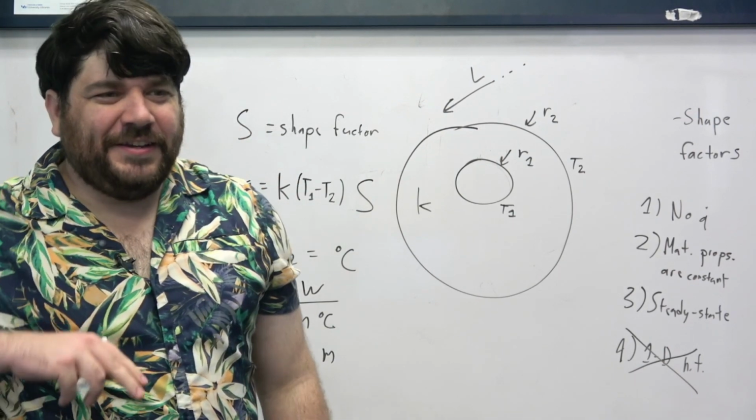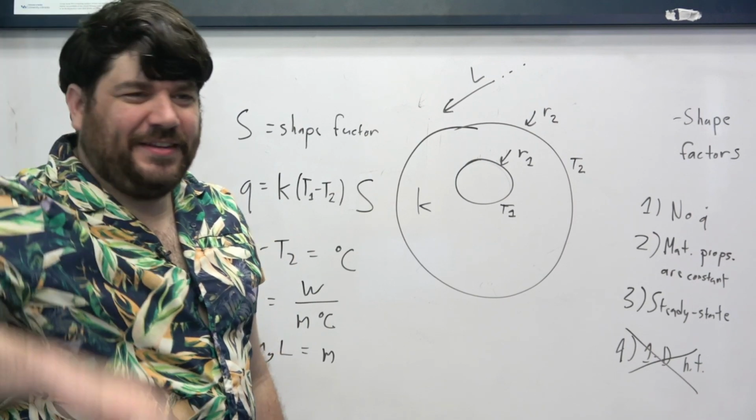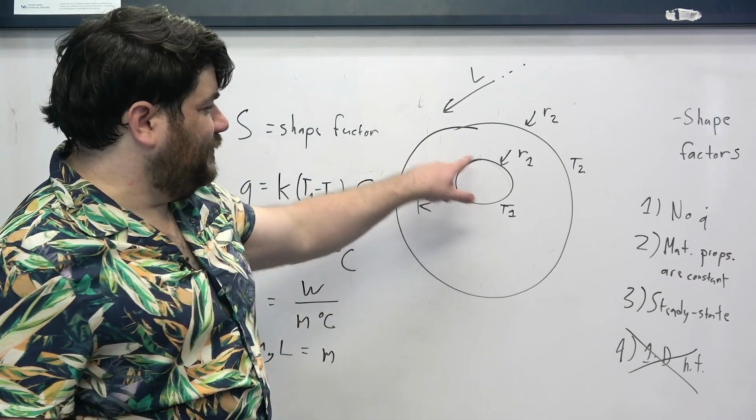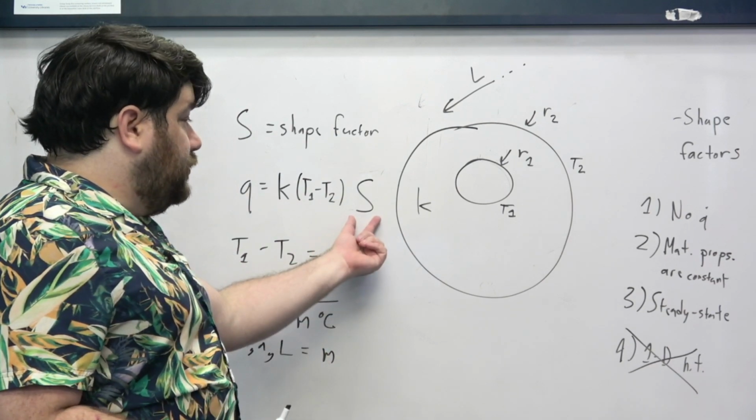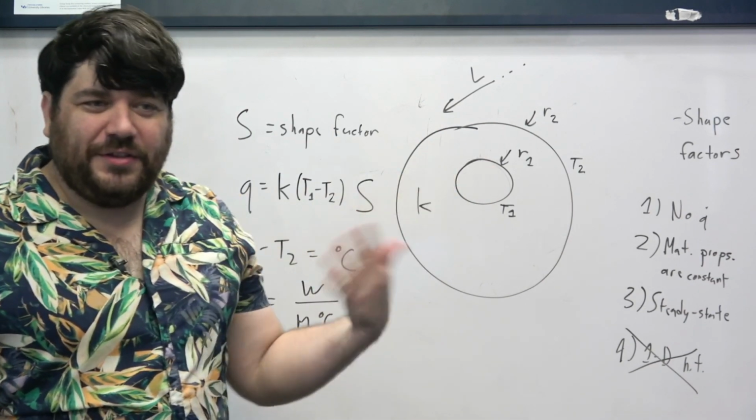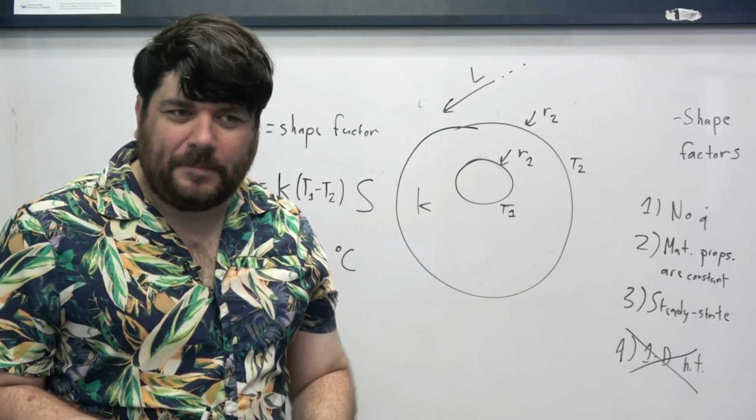And so you'll find in most heat transfer textbooks tables and tables and tables of different images of shapes and systems, along with values of what S is as a function of the things that define that shape, okay?